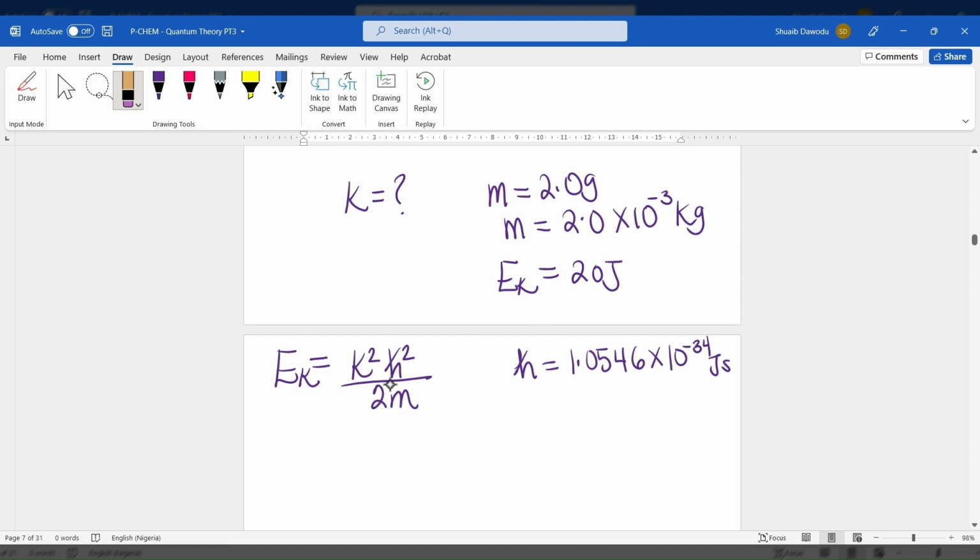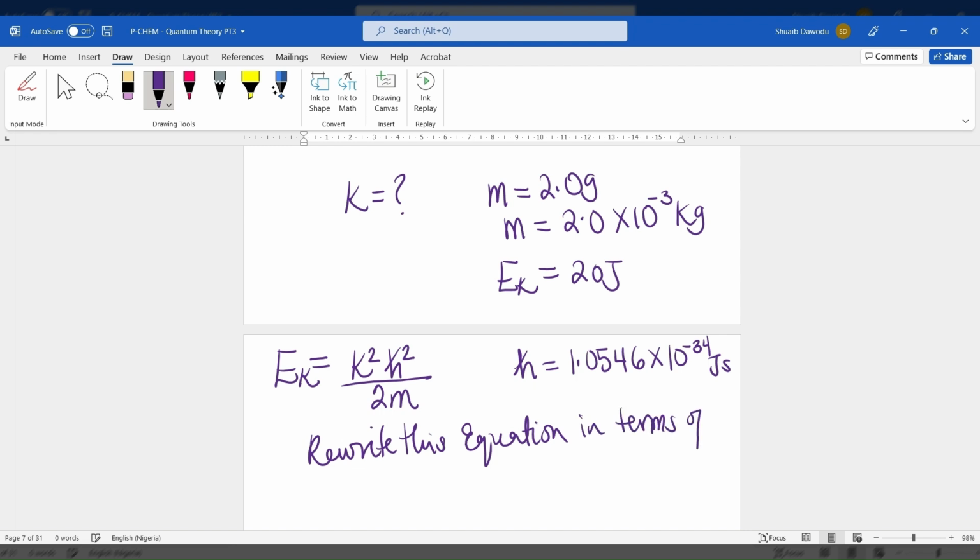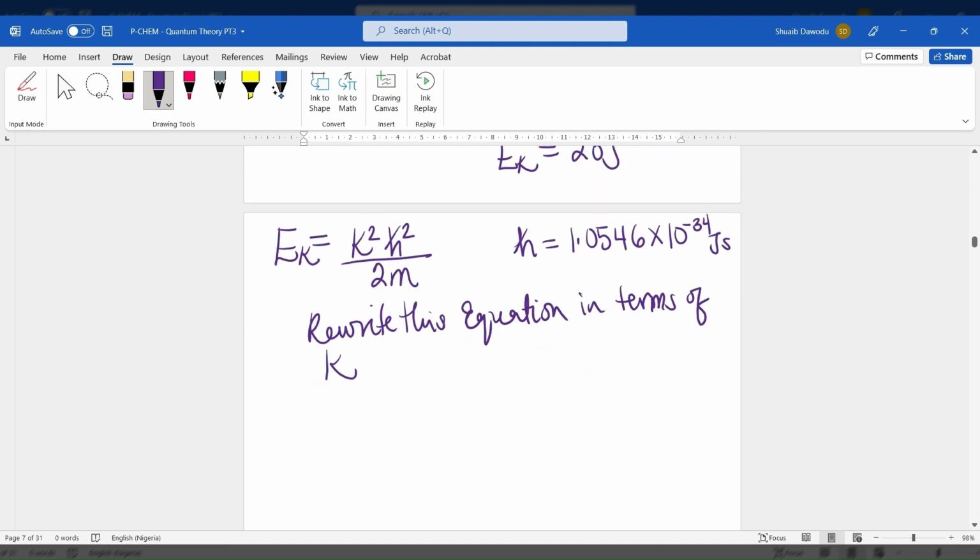And we are to determine what k is. We're also being given the E sub k, which is the kinetic energy, which we know to be 20 joules, and then, of course, the mass to be 2.0 times 10 raised to the power of negative 3 kilograms. So we're going to rewrite this equation in terms of k. So when we rewrite this equation in terms of k, we end up with 2 E k.